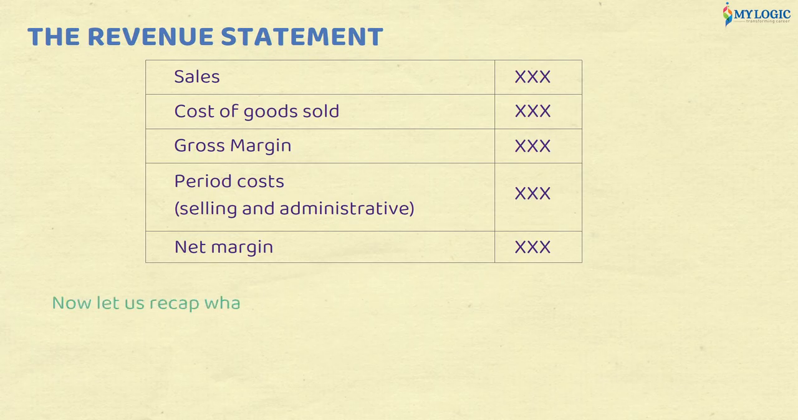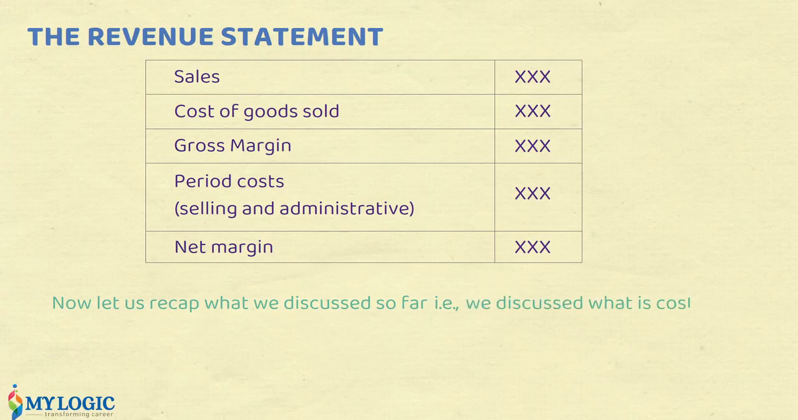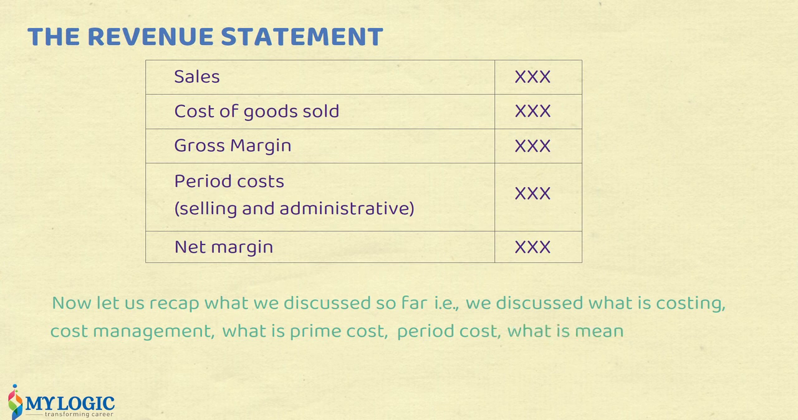Now let us recap what we discussed so far. That is, we discussed what is costing, cost management, what is prime cost, period cost, what is meant by manufacturing cost, what is cost of goods sold, and all.